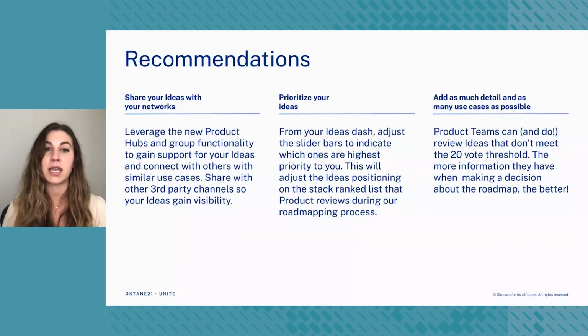And the last thing is to add as much detail and as many use cases as possible. Obviously, the product team is at this point only obligated to answer things that hit the 20 vote threshold. But the more information we have in there, the more likely they are to look at this idea and consider it and use that information around making the decision. So again, I know I keep saying this, the more data that we have around a specific idea or a specific use case, the better.